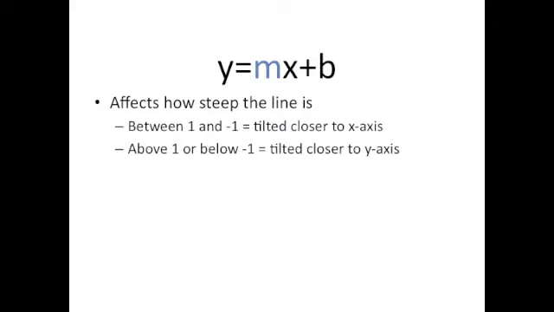If m is between 1 and negative 1, the line will be tilted closer to the x-axis. And if m is larger than 1 or smaller than negative 1, the line will be tilted closer to the y-axis. So the larger the absolute value of m is, the more vertical the line will be, and the smaller the absolute value of m is, the more horizontal the line will be.